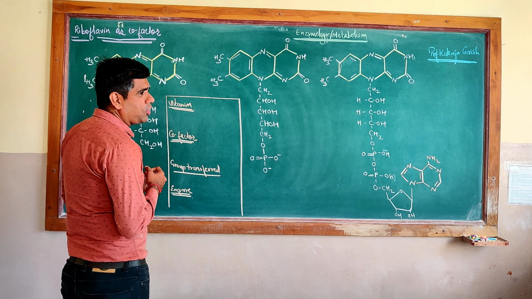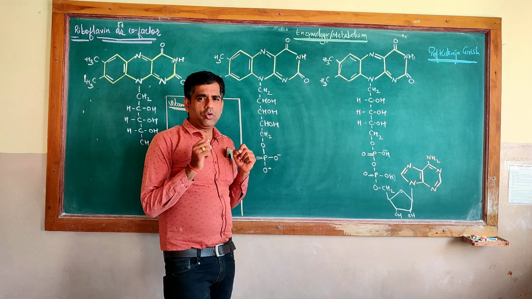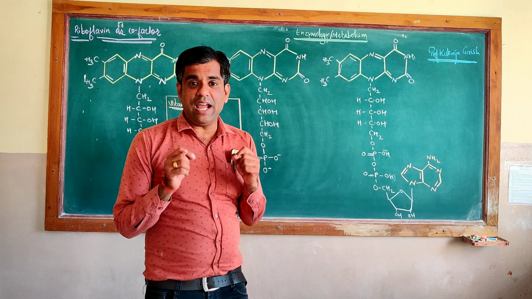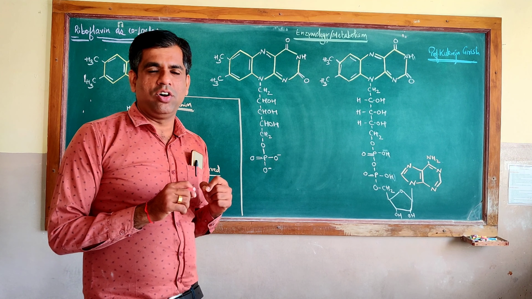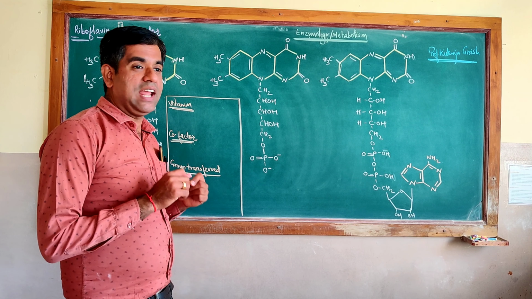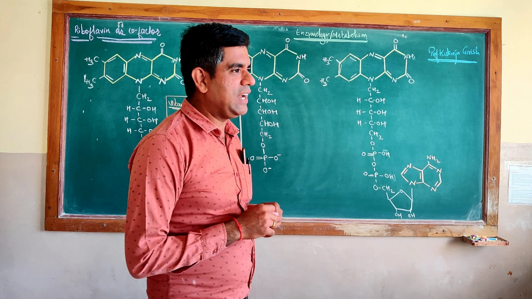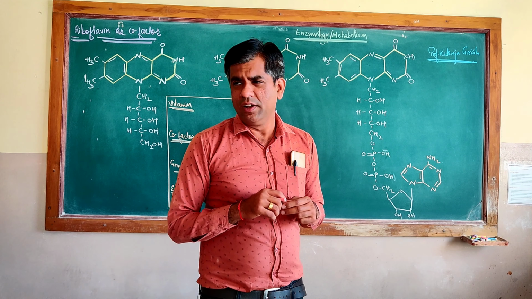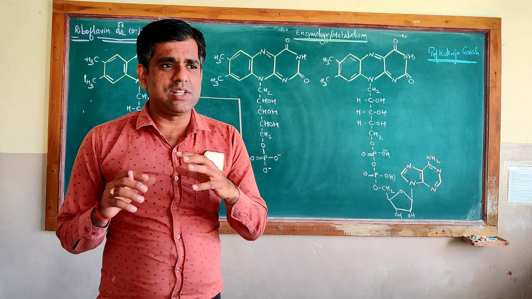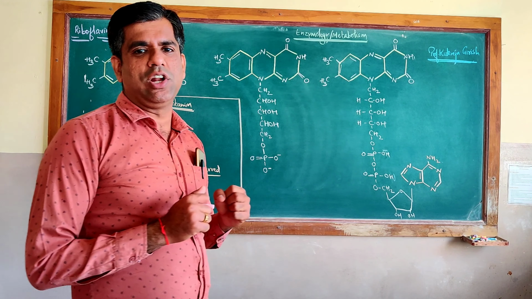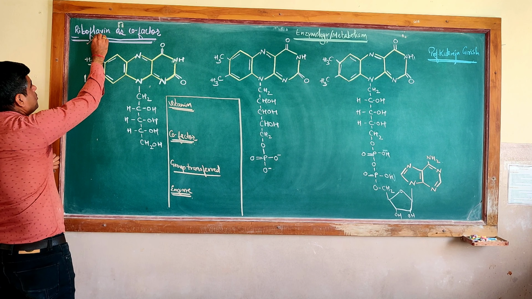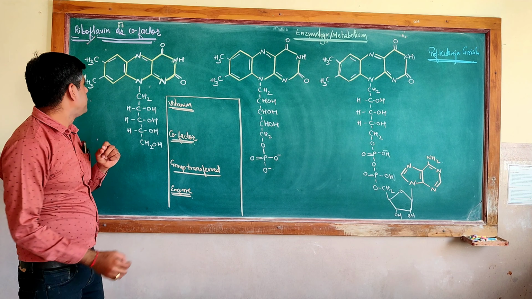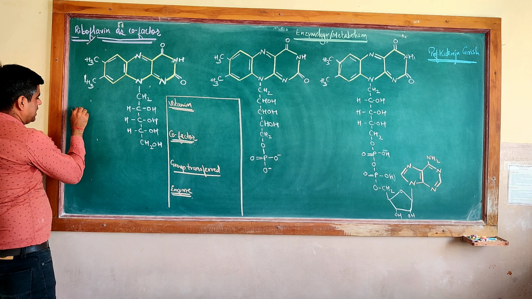Today we'll be talking about one of the common cofactors for various dehydrogenases, and that is your FAD or your FMN, that is your flavin adenine dinucleotide and flavin mononucleotide. So let us talk about the vitamin component of this particular cofactor. The vitamin which we will be discussing today is your riboflavin, that is your vitamin B2.